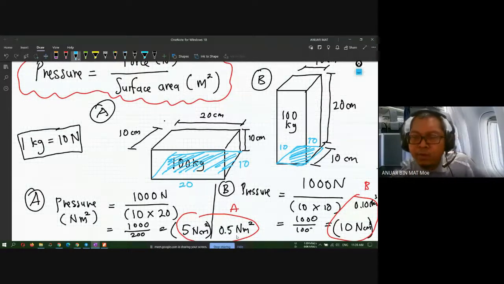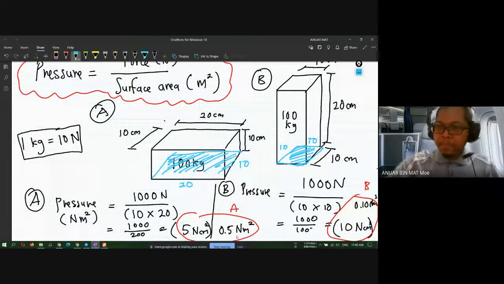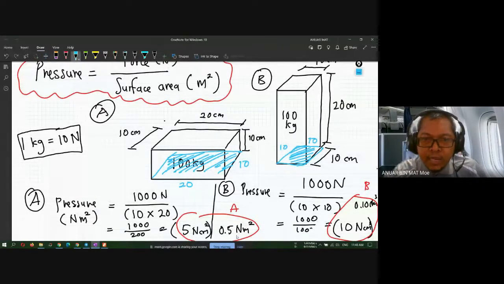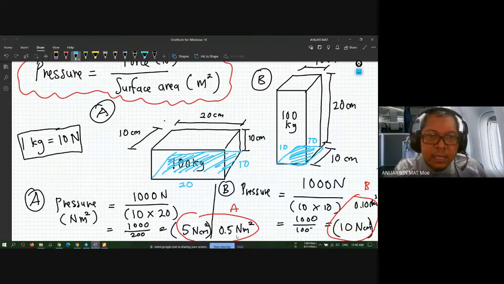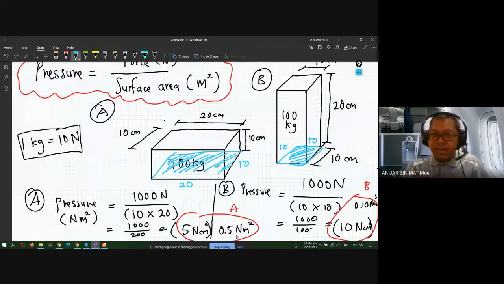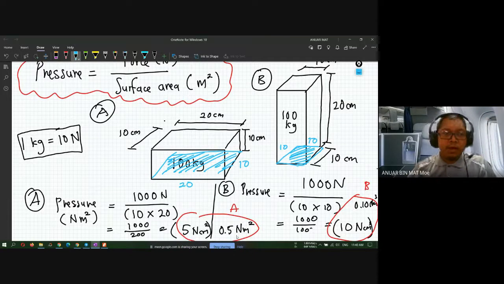So the smaller the surface area, the larger the pressure it exerts. The larger surface area has the lowest pressure. Boleh faham ini? What are the constant values here? The constant value is a 100 kilogram. And then B also we use the same object but we position it a bit differently. A 100 kilogram, B also 100 kilogram. So same force.